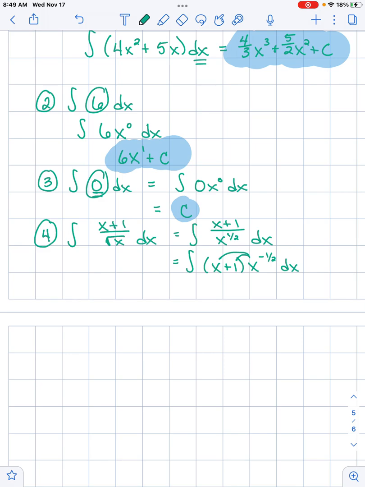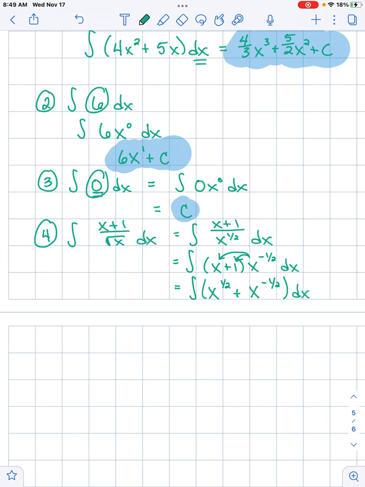If we just distribute that x to the negative 1/2 in. So remember, we add the exponents. X to the first times x to the negative 1/2 is x to the positive 1/2. And then 1 times x to the negative 1/2.